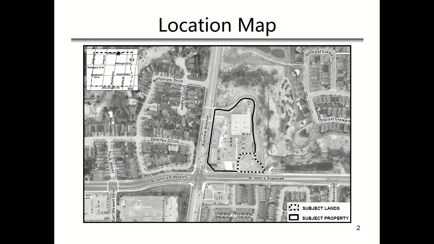Surrounding land uses include a natural heritage system, stormwater management pond, and the Art Ferguson Park to the north, St. John's Side Road, a commercial plaza, and low-medium density residential to the south, a natural heritage system and low-density residential to the east, and Bayview Avenue and low-medium density residential to the west.